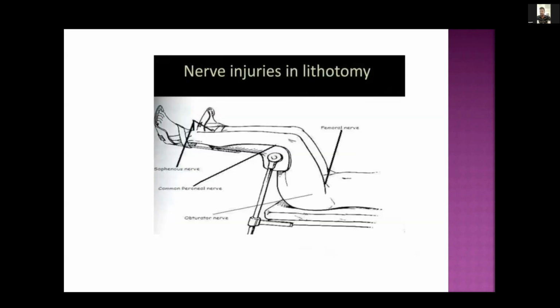Various nerve injuries can occur in this position, mainly of the peroneal nerve, obturator nerve, common peroneal, and saphenous nerves, due to pressure on bony prominences.